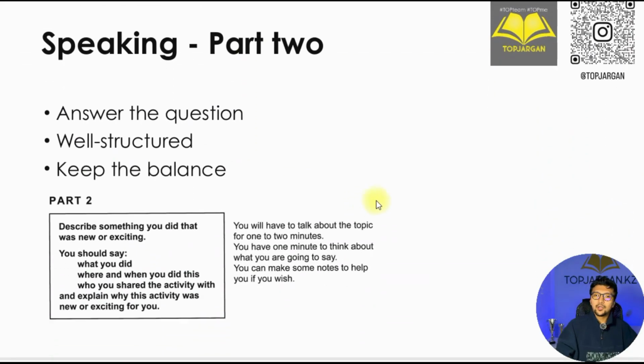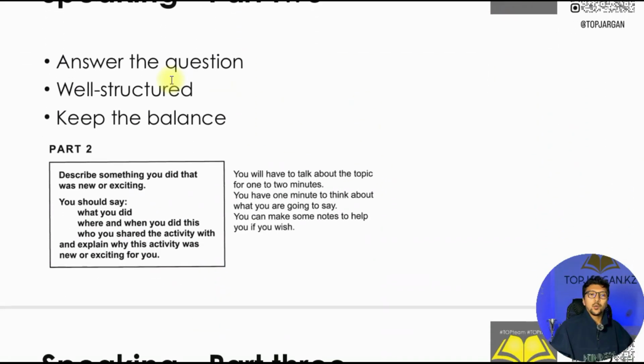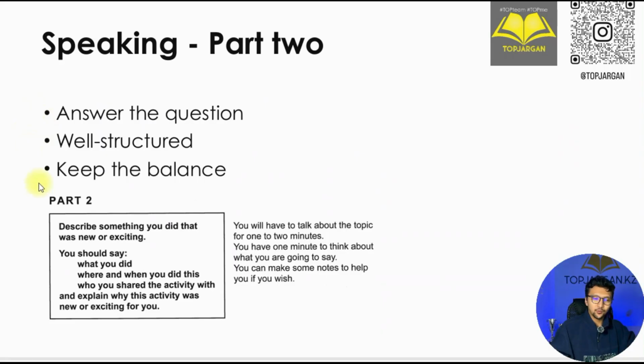So now have a look at part 2. Okay, we will not repeat the general approach of the 3 golden rules. It's quite the same. Let's have a look at a real example. Describe something you did that was new or exciting. You have 3 bullet points: what you did, where and when you did this, who you shared this activity with, and number 4, explain why this activity was new or exciting for you.